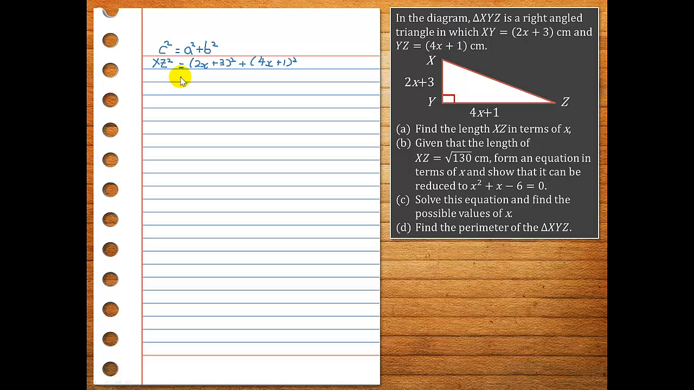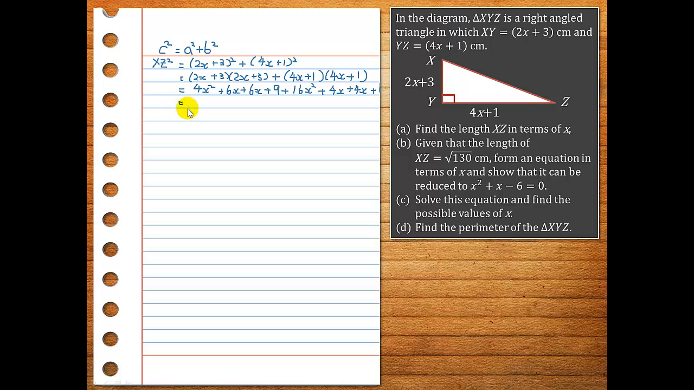Now let us expand the terms here. (2x plus 3) squared is actually (2x plus 3) multiplied by (2x plus 3). And (4x plus 1) squared is actually (4x plus 1) multiplied by (4x plus 1). Expanding these terms, we will have 4x squared plus 6x plus 6x plus 9. And to expand this, we will have 16x squared plus 4x plus 4x plus 1.